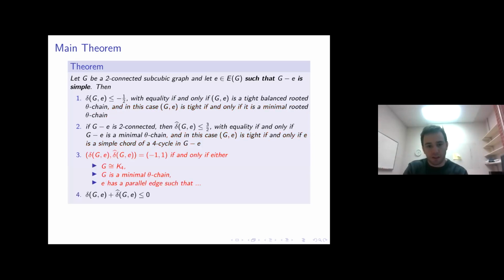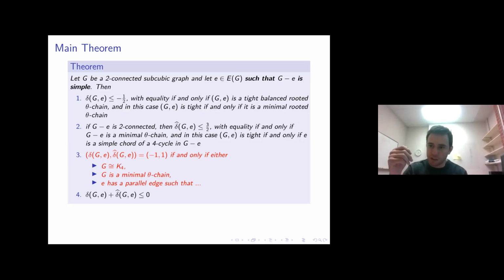And so the other tight example is -1, 1. And we've characterized it. So -1, 1 is saying that you save 1 if you go through the edge or you have a cost of 1. So that's essentially when, call it the TSP bound we care about, that's essentially when the TSP bound is tight. So what we have is that if your subcubic graph is tight in this bound, then it's isomorphic to K4 or it's a minimal theta chain.